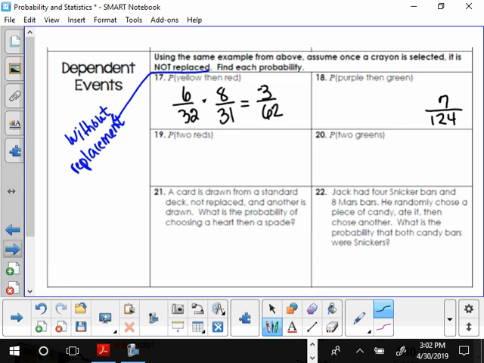Well, that would give you an opportunity to work that. How did I get what? Because when I pulled the crayon out, I did not replace it. It was without replacement. So now in the bag, there's no longer 32, there's only 31.